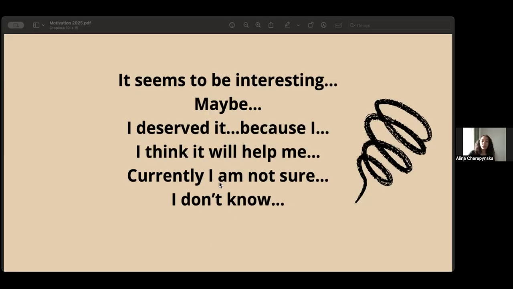Such sentences like I don't know or maybe, as well as, for example, modal words like may, might, show that you're not sure in your words, in your sentences, in yourself. That's actually the problem. How are you going to persuade the committee if you're not sure in yourself? So we still remember that the main function of a motivational letter is to persuade. If you use maybe, I don't know, I think, you're not going to persuade.